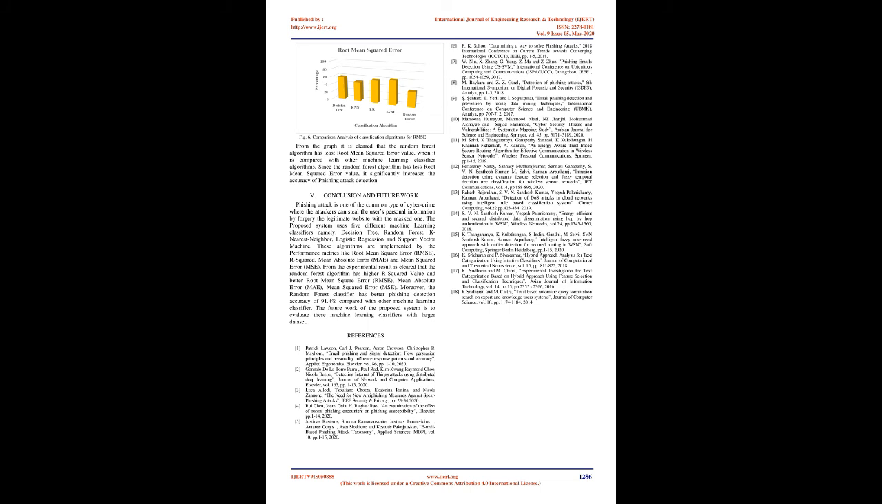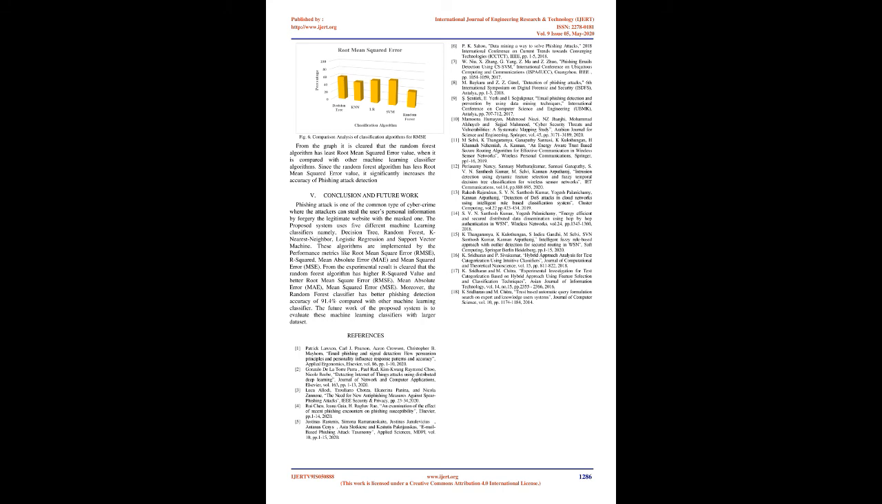Fig 5 gives the mean absolute error, MAE, value for the four different machine learning classification algorithms. Fig 5. Comparison analysis of classification algorithms for MAE. From the graph it is clear that the random forest algorithm has the least mean absolute error value when compared with other machine learning classifier algorithms. Since the random forest algorithm has the least mean absolute error value, it significantly increases the accuracy of phishing attack detection.